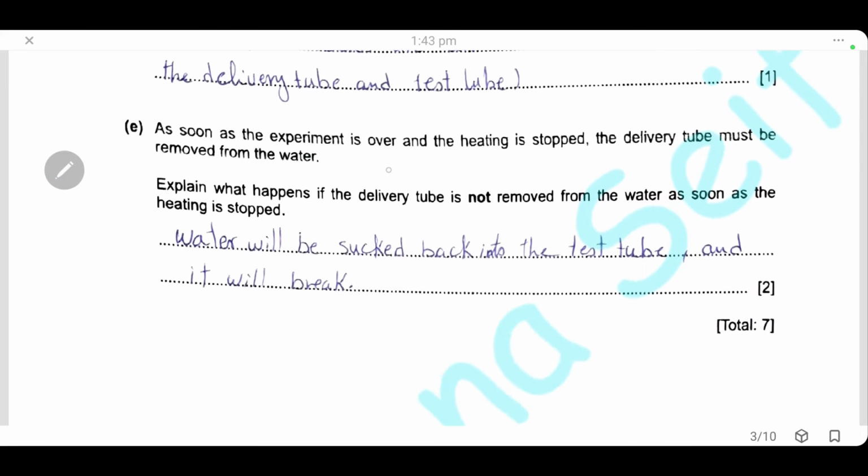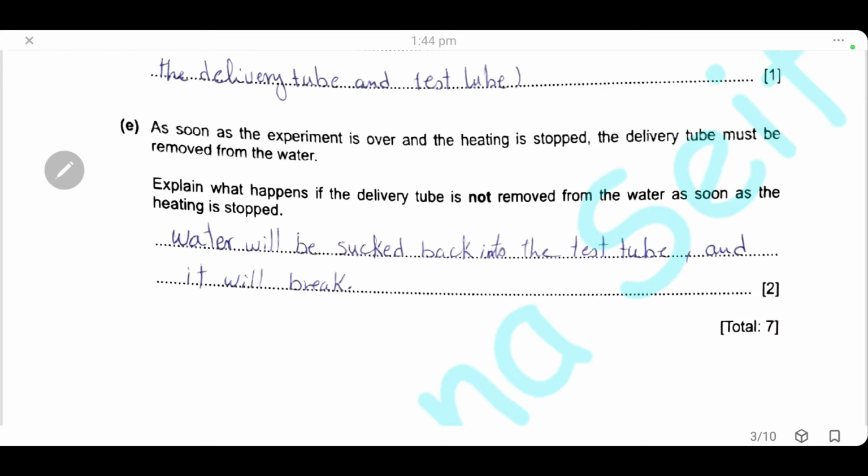As soon as the experiment is over and the heating is stopped, the delivery tube must be removed from water. Explain what happens if the delivery tube is not removed as soon as the heating is stopped. If you don't remove the delivery tube as soon as the heating stops, water will be sucked back into the test tube, and this will cause cracking or breaking of the test tube.